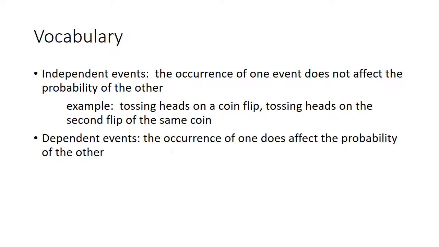While a dependent event is where the occurrence of one does affect the probability of another. So if you have 3 names in a hat and you draw a name and then you draw another name, the probability of your second draw is going to be changed because you removed a name from the hat.